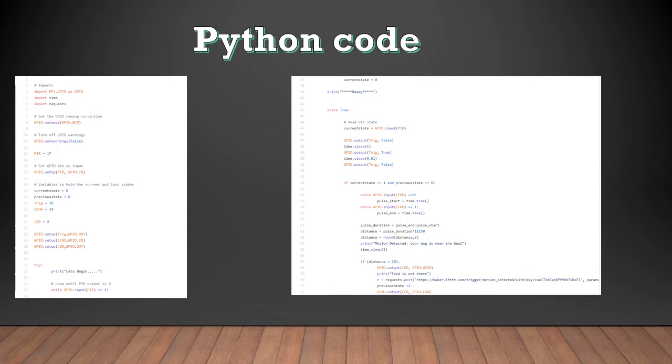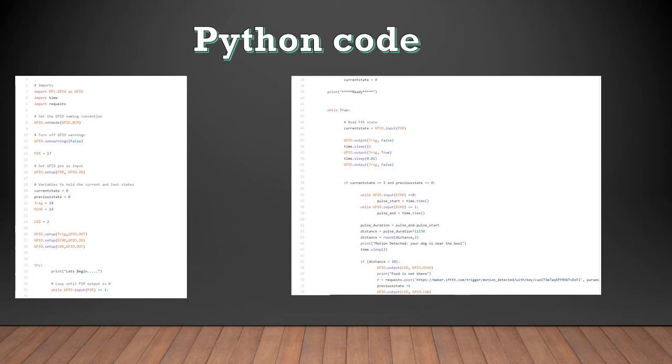If current state equals 1 and previous state is 0, then it will send a pulse, which will be the pulse start, and check the time. And then again, it will check the pulse end and the time of it. The pulse duration will be the pulse end minus pulse start. And the distance will be pulse duration times 11150, which is a constant. The distance will be rounded off to 2 decimals. And it will print "motion detected, your dog is near the bowl".